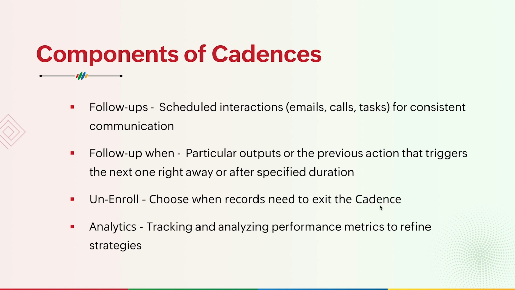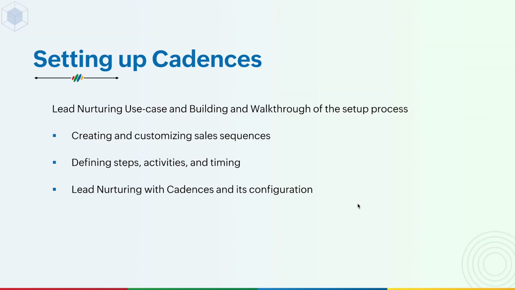Finally, analytics plays a key role in the effectiveness of Cadence. By tracking and analyzing the performance of our cadence, we can measure what's working and what's not. For example, we might monitor email open rates, call outcomes, and conversion rates to identify areas for improvement. This data-driven approach allows us to refine our strategies and continually improve our lead nurturing process. Now, let's start with setting up our cadence for our lead nurturing process.